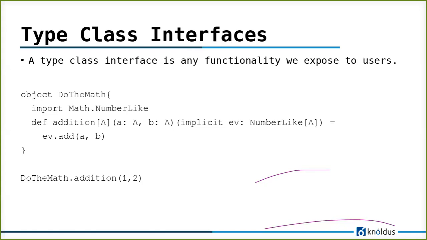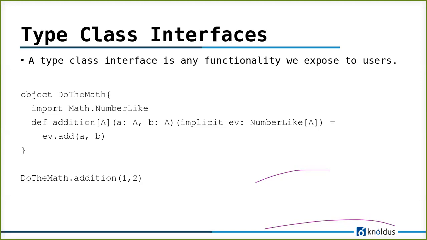I am only using the add method from my type class, just as an example. So here I have addition, which takes two parameters and one implicit variable as well, which is NumberLike, our type class of type A. And then I'm just calling the add method of my type class. At the last line, you can see I'm calling addition, the method that I have just created, and it will automatically infer the type and give the result as 3. Since I have only implemented it for the integer type, it will only work for the integer type.